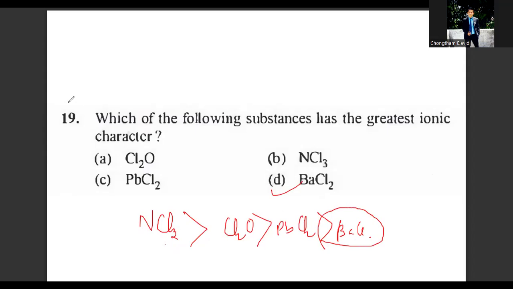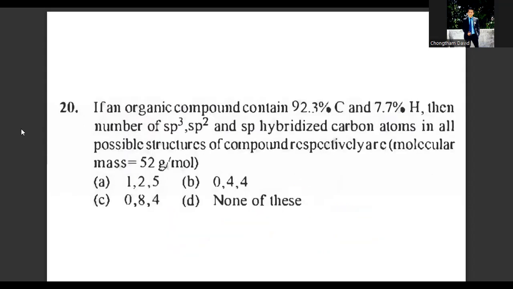Okay, let's read question number 20. If an organic compound contains 92.3% carbon and 7.7% hydrogen, then the number of sp2, sp3, and sp hybridized carbon orbitals in the possible structures of the compound are, respectively. And the given molecular mass is 52 gram per mole.